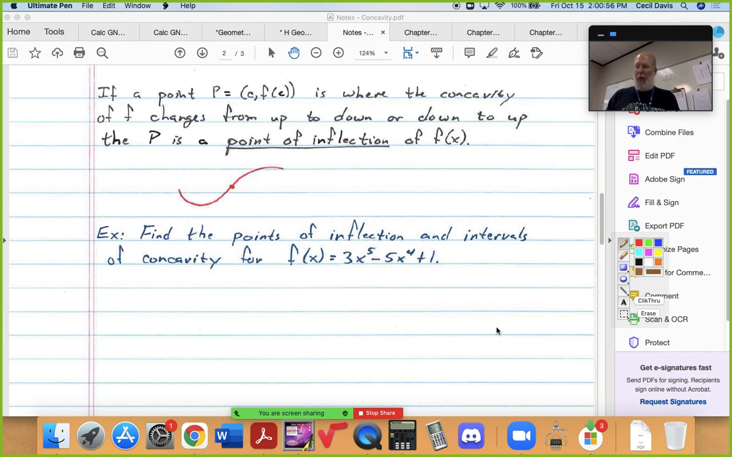Now, a point P that has coordinates C, f of C, and I put an extra word in here that makes this sentence make no sense at all. Kill the "is" in that first line. Oh, no, it does. Yeah, I worded this oddly.